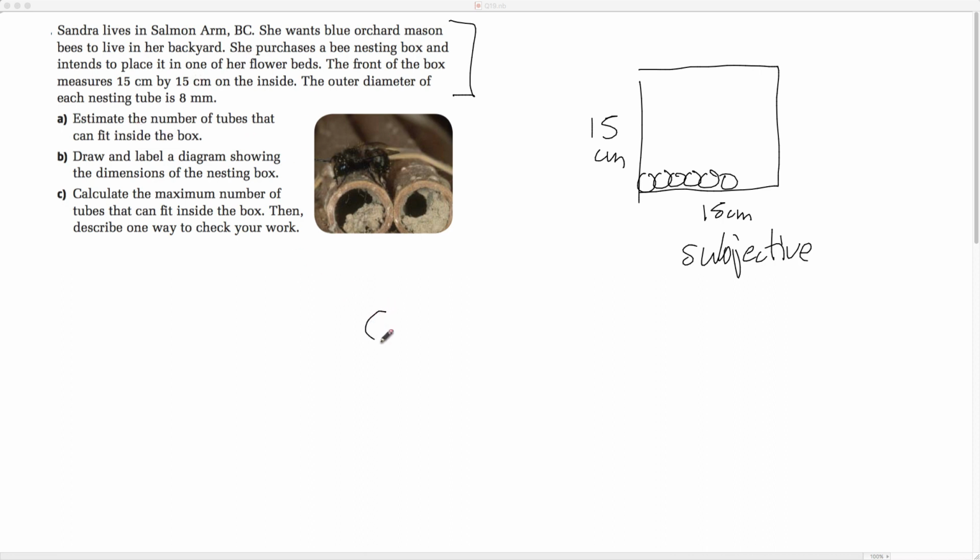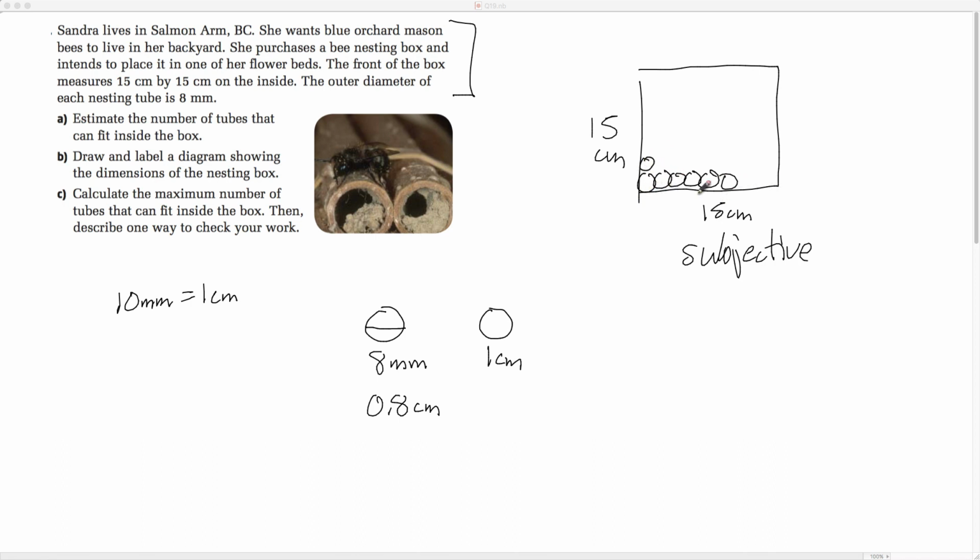Well, the tube has an outer diameter of 8 millimeters. So that's going all the way across, the diameter of the tube, 8 millimeters, which is 0.8 centimeters. There are 10 millimeters in 1 centimeter. So if we were to do a rough estimate, let's just call this 1 centimeter. 0.8 is very close to 1. It's approximately 1 centimeter.